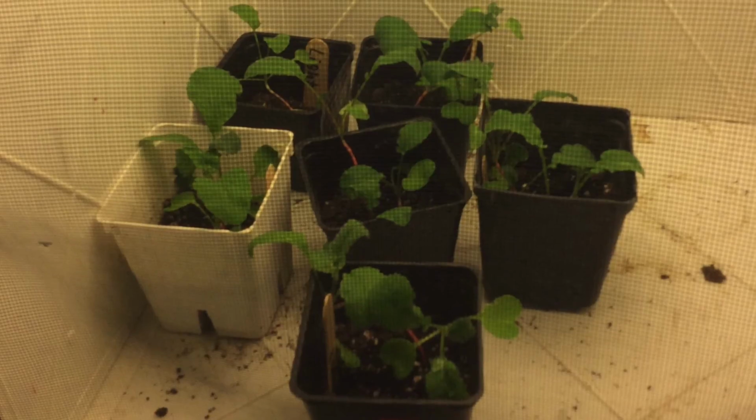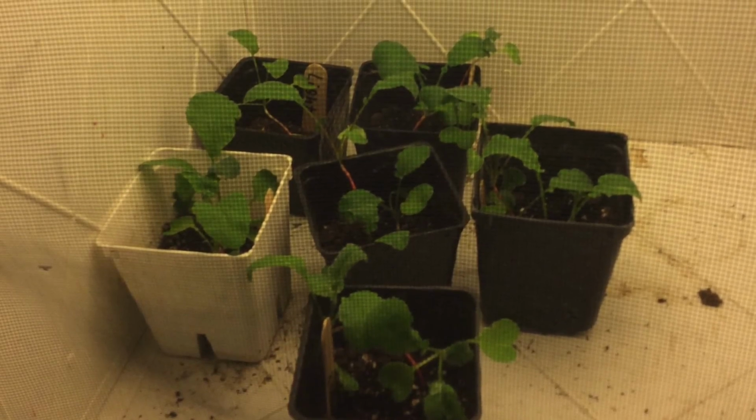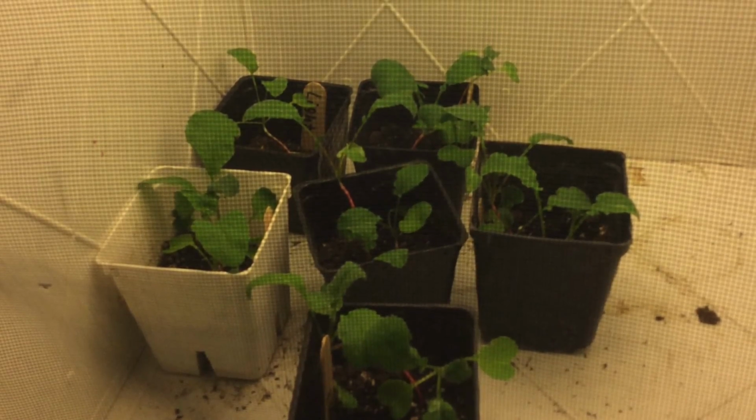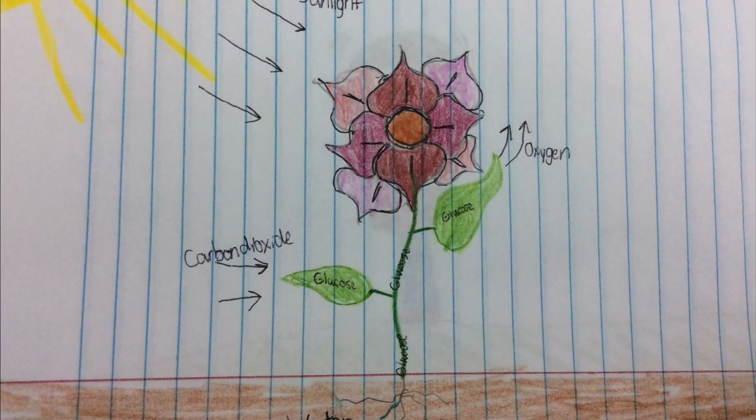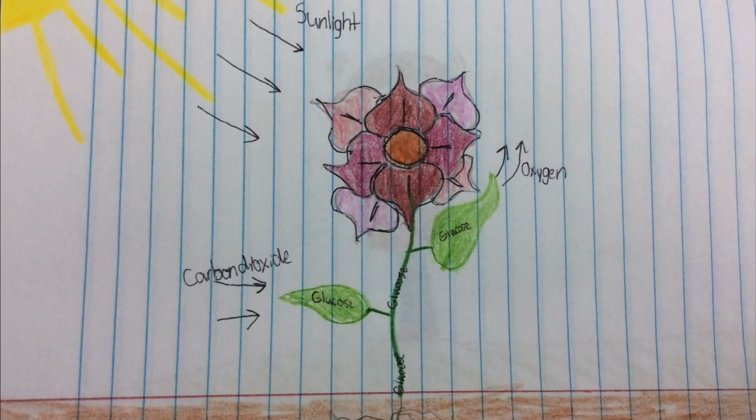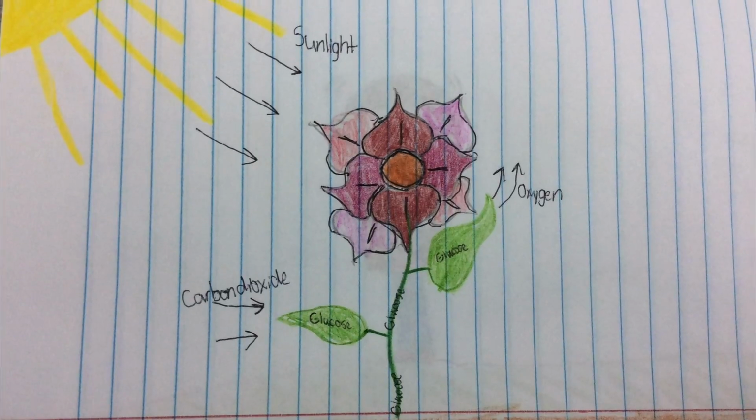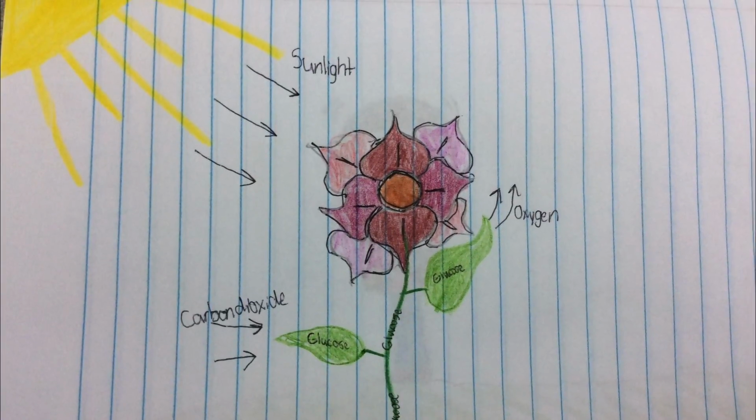Conclusion. We think the plants grown in direct light, the light box, grew stronger, slower, but healthier than the others because during photosynthesis, plants need light to be able to make glucose to be able to survive.